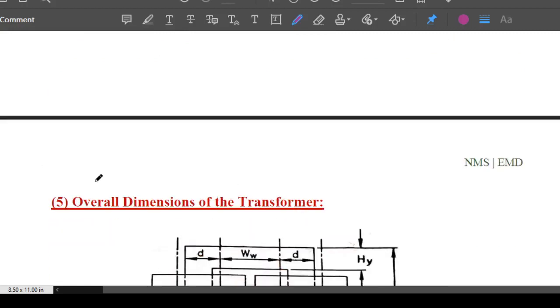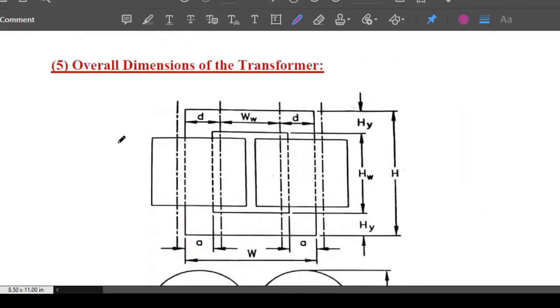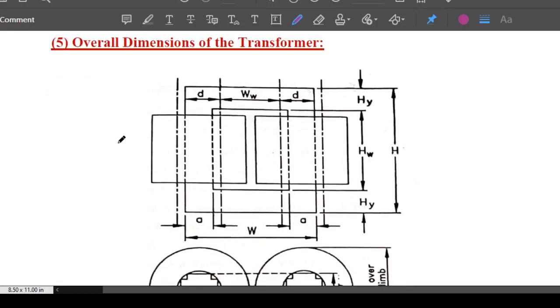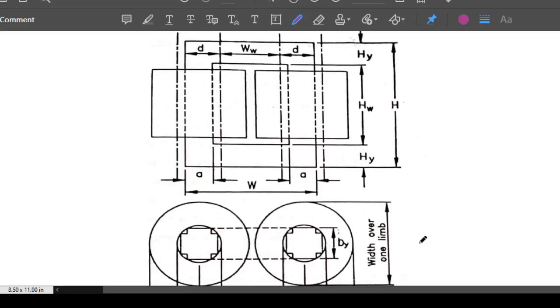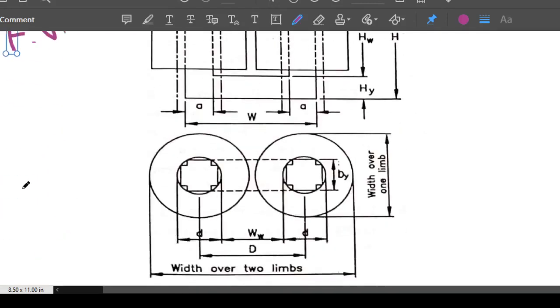Finally, we will stop our discussion with the overall dimensions of the transformer. So far we have discussed everything in detail in parts. Now we will combine everything and find out the overall dimensions of the transformer. Now I'm showing a diagram here. This is nothing but a front view of your transformer. Assume you are standing before a transformer. Whatever view you have, that is called the front view. And if you view this transformer from the top, that is called the top view, and that diagram is shown here.